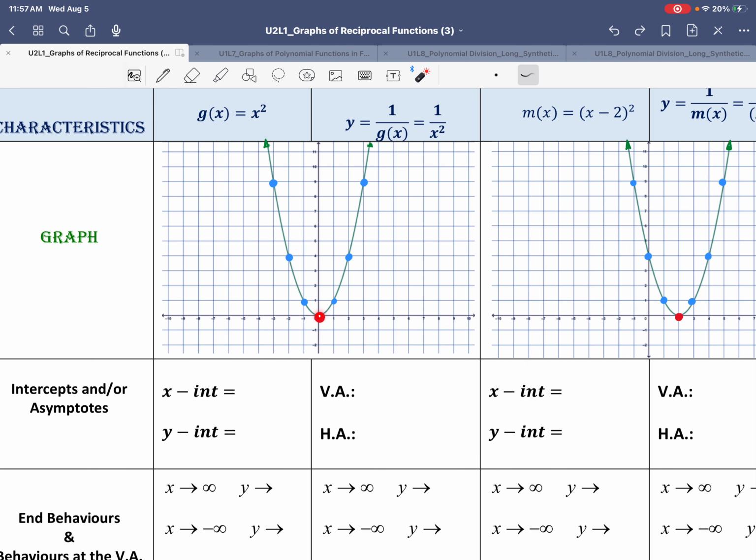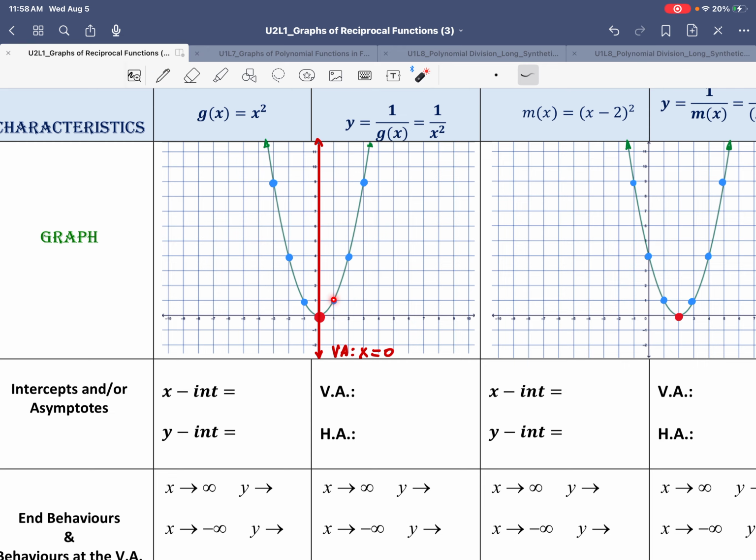The y-coordinate, or the y value, is 0, which means that the reciprocal is undefined. And x equals 0 is a restriction, and this is where the vertical asymptote of the function will be. And we're going to label this by its equation. The vertical asymptote is at x equals 0.